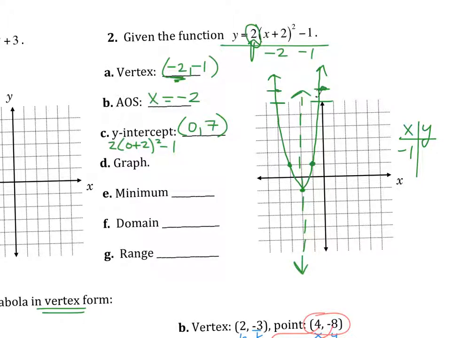What's your minimum? Minimum is -1. What's your domain? Free point. And what's your range? Y is greater than or equal to -1, because y is going up. Y is greater than or equal to -1.